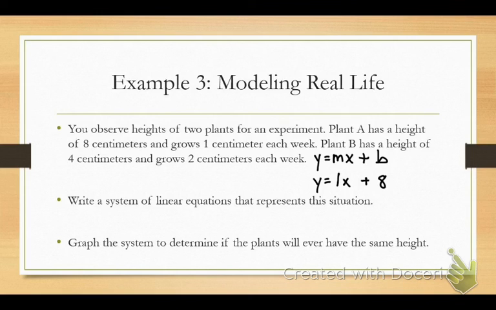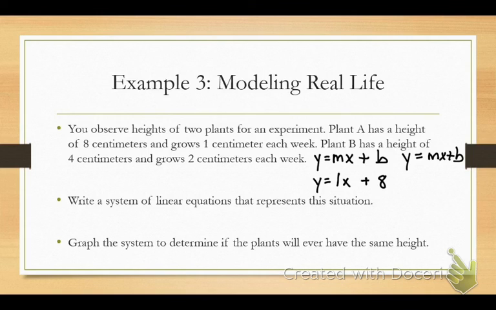Okay, now I want you to do it again. Y equals mx plus b for plant B. I want you to try to plug in the numbers for plant B. So what's important with the system is that your x and your y stand for the same values in both equations. Okay, see if you can come up with your m and your b for plant B.